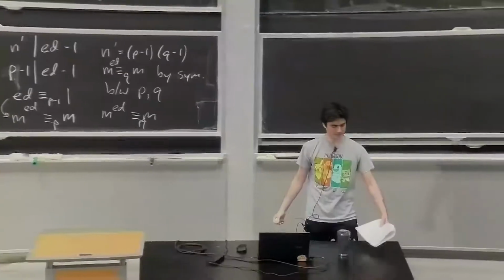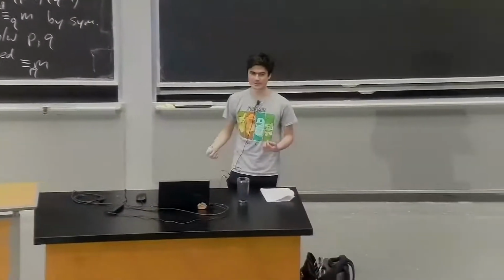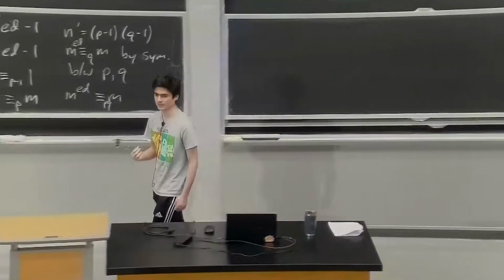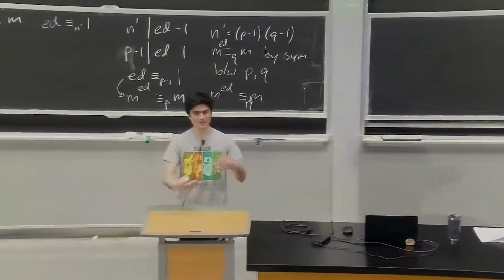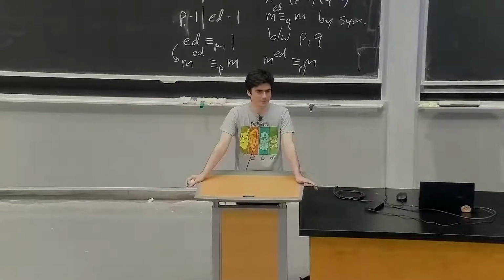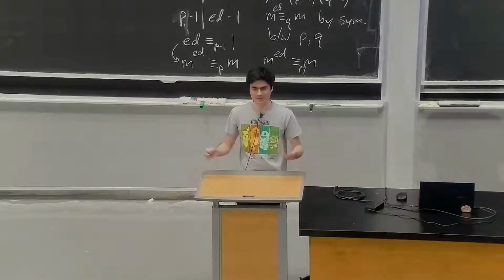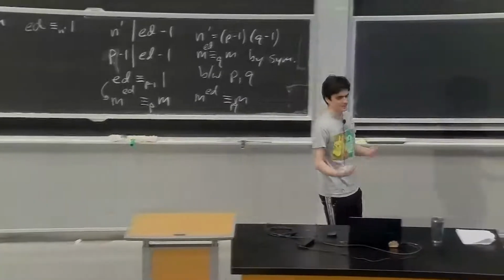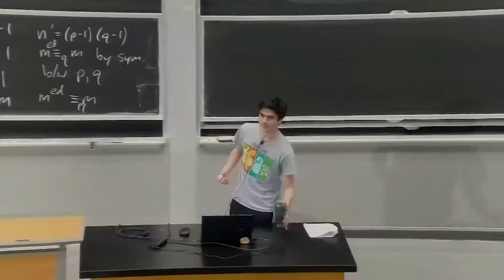So we've proven that if we encrypt something by raising it to the e-th power mod n, and then we decrypt it by raising it to the d power mod n, we're going to get back to the same thing we started with. So this cryptosystem is at least correct. We can encrypt a message and then decrypt it again. Is it secure?